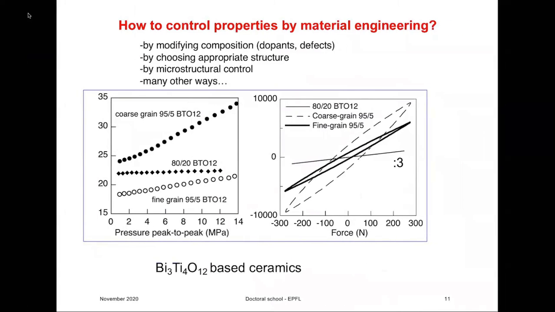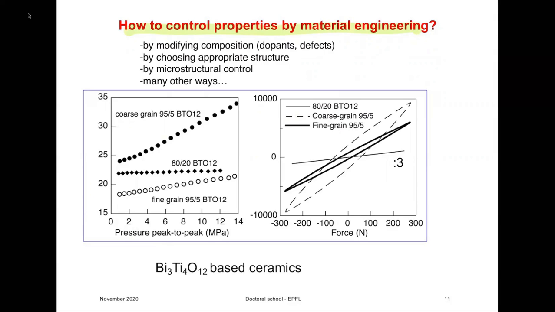And finally, as I said several times, you can control properties by material engineering. And as a material scientist, that's what we would like to do. If you add external control, you need additional electronic elements in your system. This is speed limited. This costs more. Requires much more complicated driving circuitry. You need strain sensors and so on. But if you can make your material unhysteretic, that would be much better. So can this be done? Well, in principle, yes, but not for all materials.